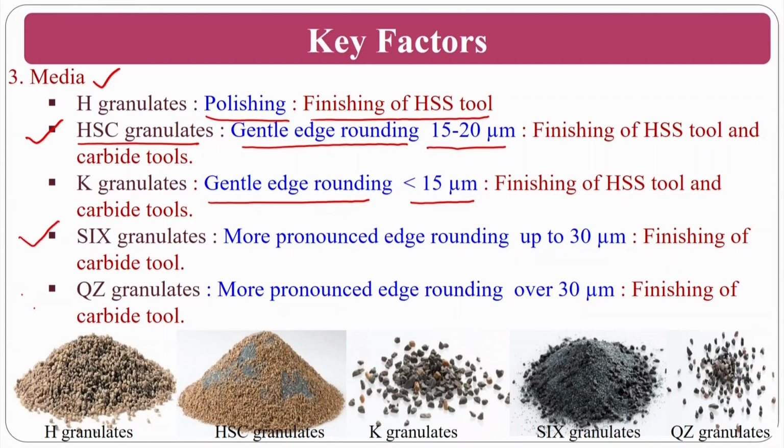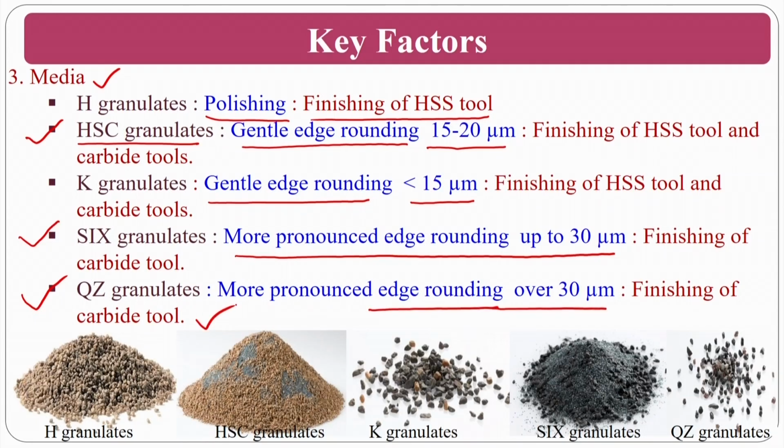6 granules and QG granules are the other types of granules, where if you want more pronounced edge rounding up to 30 microns, that is the radius of curvature that you want, for finishing of carbide tools and other things, you can go for 6 granules. QJ granules are more pronounced for edge rounding over 30 microns, for finishing of carbide tools. So you can see the H type granules, HSC granules, K granules, 6 granules and QZ granules are the types of granules that you can use for drag finishing applications.